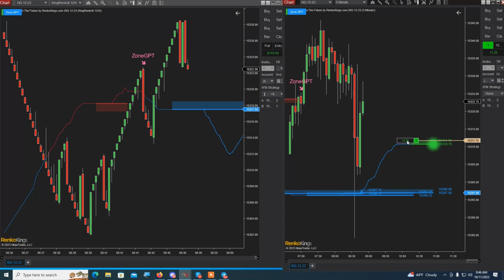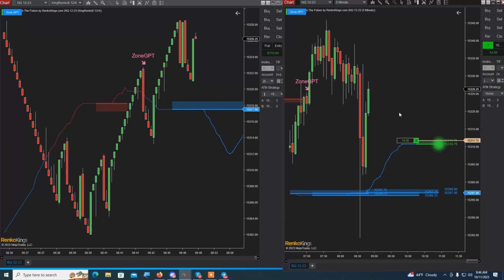I'm just doing one contract, just to show what it can do. I mean, it was up close to 30 points and then gave everything back. I'm not saying it's the ideal way to trade it money management wise. I'm doing this just to demonstrate how effective it could be with swing trading.